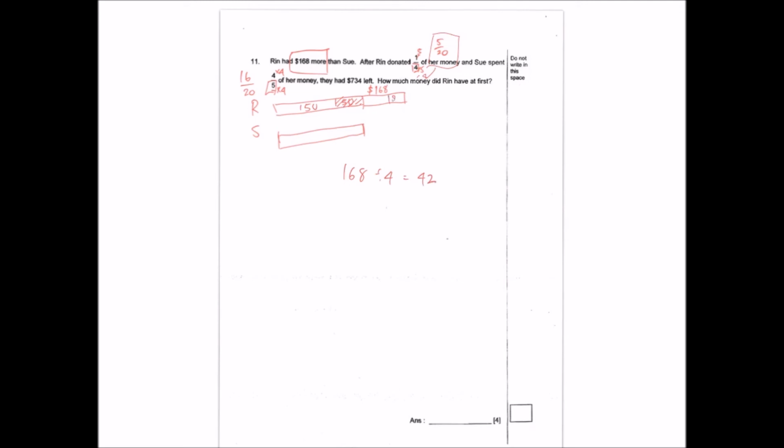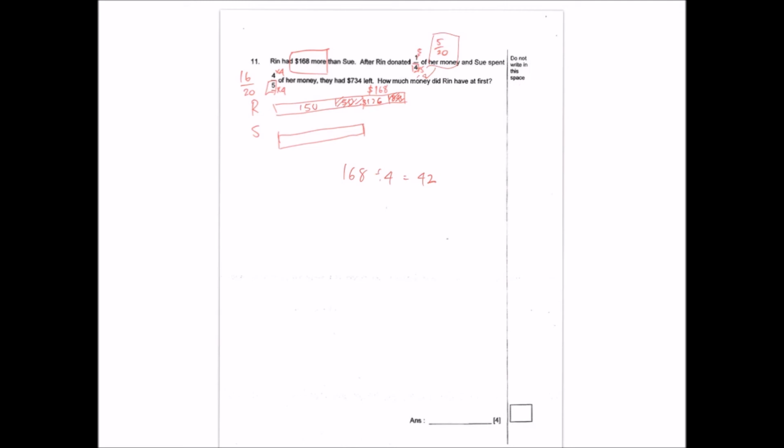So now $42 is being removed. We automatically update the remainder, which is 126, and then we shade this $42 because it's going to be donated. So Rin donated a total of 5 units plus $42. Now we move on to Sue.